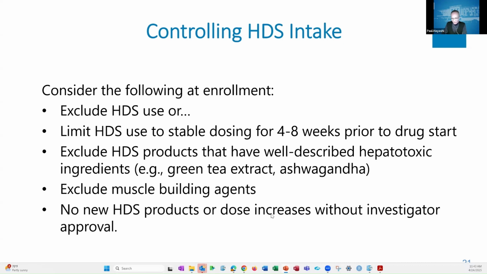And then no new HDS products or dose increases without investigator approval. I think that's sort of a given. And I would point out that I don't think people know what these do to drug metabolism. We all know about grapefruit, but I don't know that anybody knows what these are doing to your CYPs and things like that. So I think controlling your HDS should be a routine thing nowadays because they are being used so much.